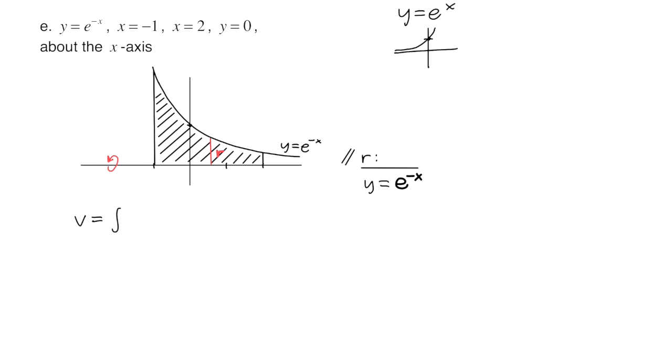Because we're rotating around the x-axis, it's a horizontal line. This is going to be a dx problem. So if you look at the shaded region in the x direction, the region exists from -1 up to +2. So those are going to be our limits. So to find the volume of rotation, we're going to integrate from -1 to +2.